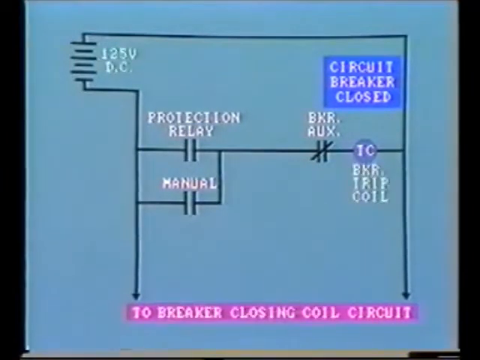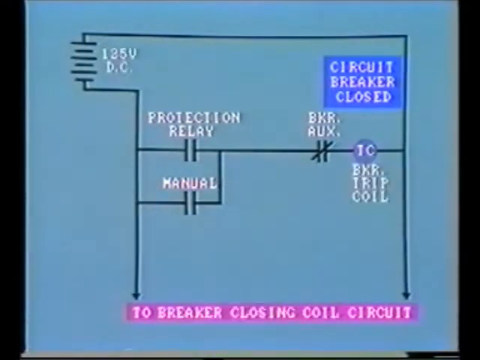Let's look at this tripping circuit. A 125-volt DC system is provided for operation of the breakers. The circuit breaker closing and tripping coils are energized by 125-volt DC from the station battery, as this provides a continuous and reliable power supply. When the circuit breaker is closed, the elementary tripping circuit will look like this.